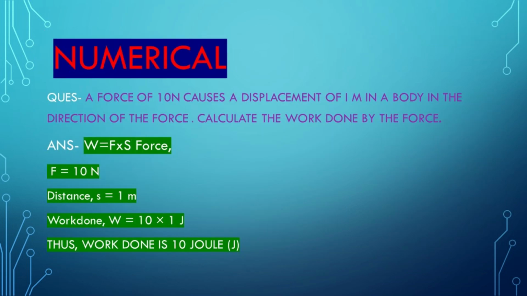Now, let us understand the concept of the work through a numerical. A force of 10 Newton causes a displacement of 1 meter in a body in the direction of the force. Calculate the work done by the force. We all know that work done is equal to force into displacement. When a force of 10 Newton is acting on the object and displacement is 1 meter, the work done will be 10 joules.